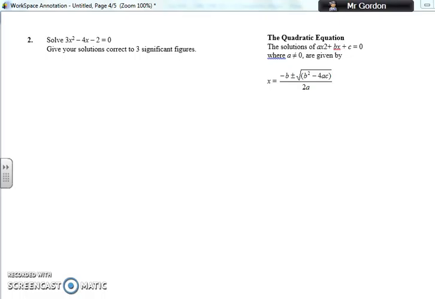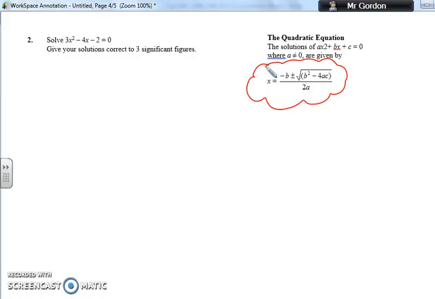Today we're going to be looking at solving a quadratic, and it's from the calculator paper. So when we're on the calculator paper, we're given the formula for the quadratic equation up here, which I've copied from the front of the exam paper. So we're going to be using this to help us solve the question.